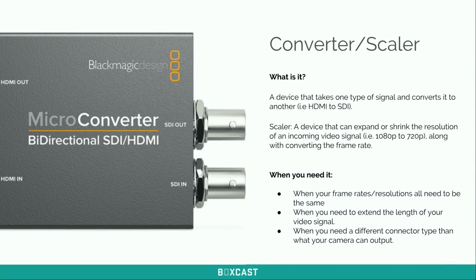But we'll go ahead and get started with converters and scalers. So a converter is a device that takes one type of signal and converts it to another type. I'm sure you've seen this before with audio stuff and video stuff. An example would be converting an HDMI signal to an SDI signal, or the other way. A scaler, on the other hand, is a device that can expand or shrink the resolution of an incoming video signal. For example, 1080p to 720p.